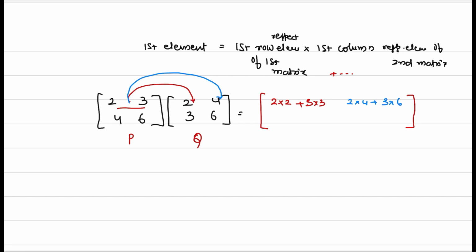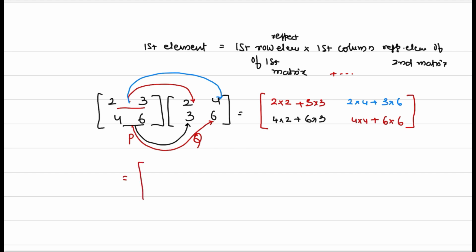Then the second row should be multiplied with the first column, that is 4 into 2 plus 6 into 3. Then the second row will be multiplied with the second column, that is 4 into 4 plus 6 into 6.